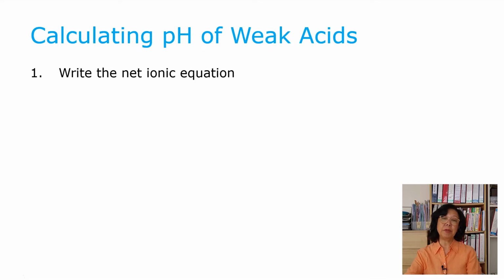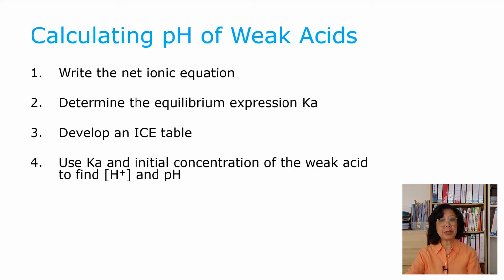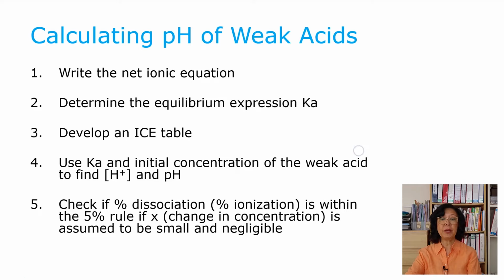How do you calculate pH of a weak acid? First, you start off by writing the net ionic equation. Then you determine the equilibrium expression Ka. Now we develop an ICE table, and we use Ka and the initial concentration of the weak acid to find hydrogen ion concentration and the pH. And finally, we should do a percent check to see if it is within the 5% rule, if we drop the X, the change in concentration, considering it to be small and negligible.